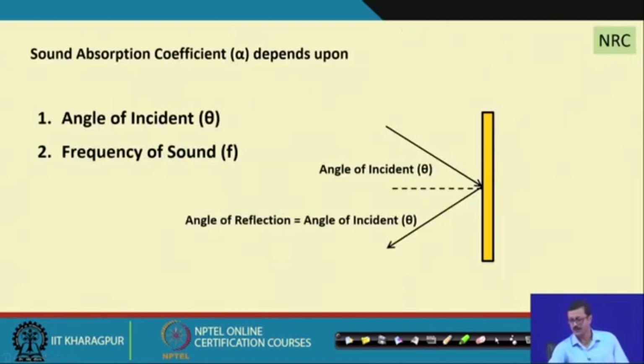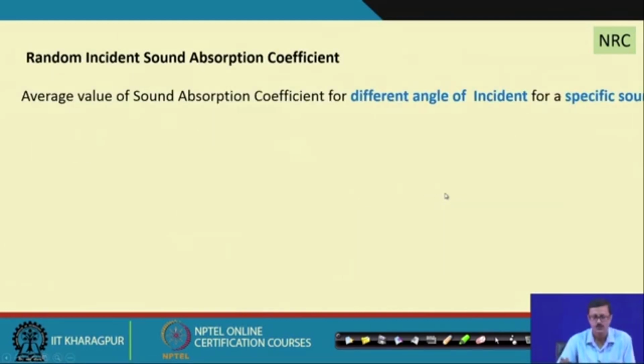Now, the value of alpha, the absorption coefficient, depends upon two parameters. One is the angle of incidence and the other is the frequency. As I have already told you, the angle of incidence will be equal to the angle of reflection. So, this reflection law of optics will also be followed in sound. We will get different alpha values for different angles.